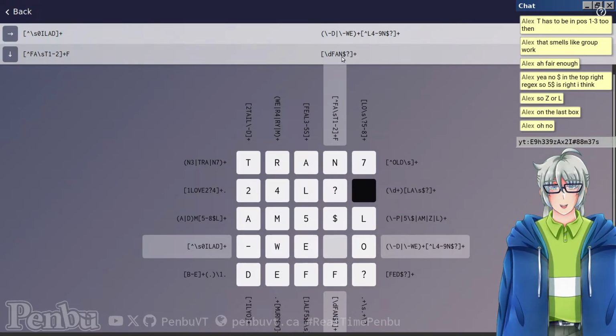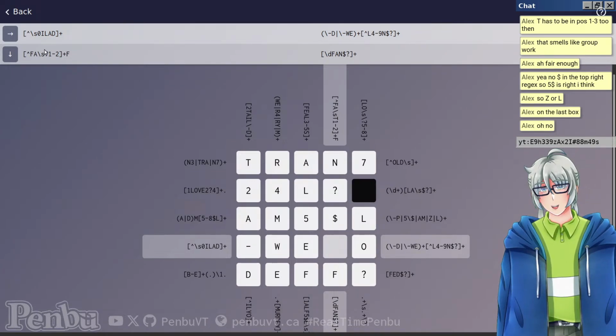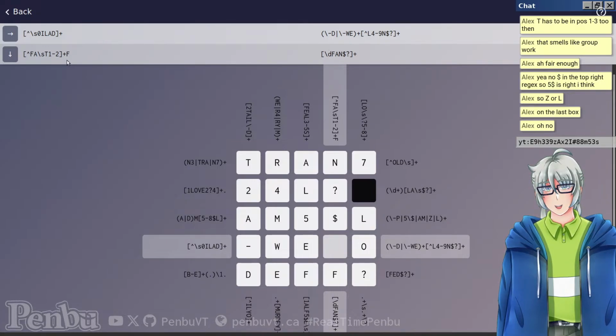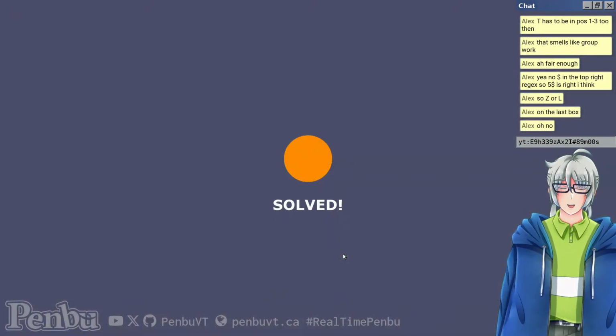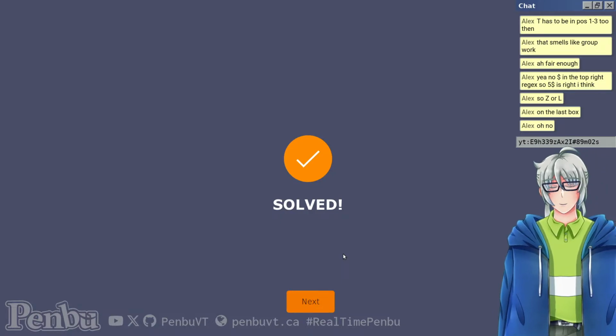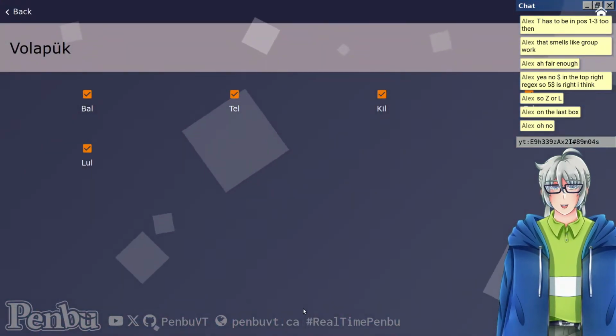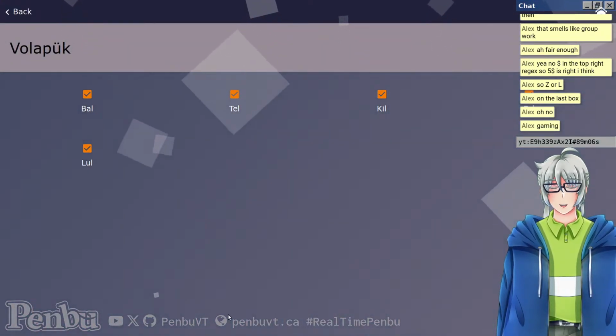Okay, so FAN dollar sign question mark or digit. Can't be an F, can't be an A, can't be an N, cannot be a dollar sign, cannot be a question mark, so this has to be a digit. It's not a 0, not 4 or 9, not 1 or 2, the only one that's left is 3. Alright, we got it! And that's it, all quite in time too.